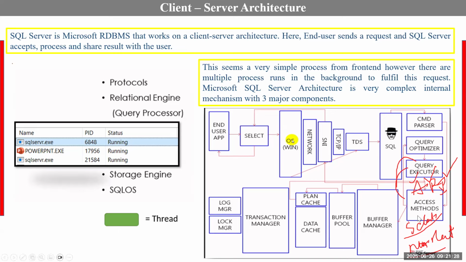Now, based on your request, the access method sends a request to the buffer manager. Buffer manager is nothing but your RAM. Okay, buffer manager is nothing but a RAM. In the buffer manager, we have the buffer pools. In the buffer pools, we have data cache, plan cache, log cache. All these caches are there, multiple caches.